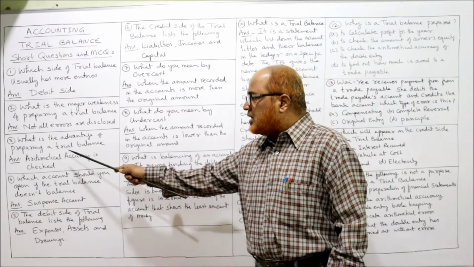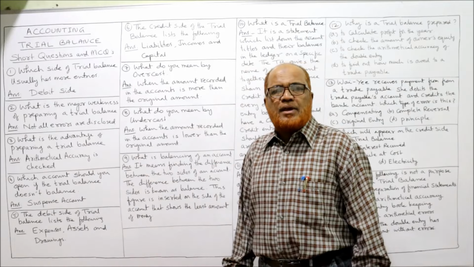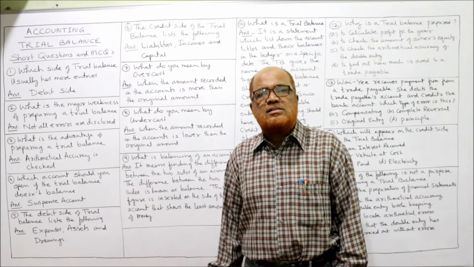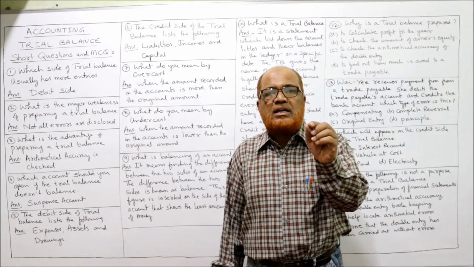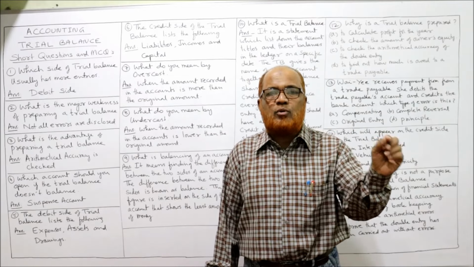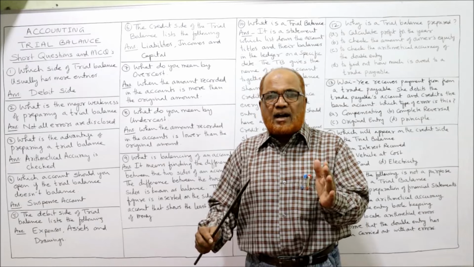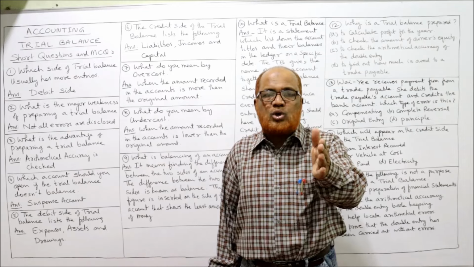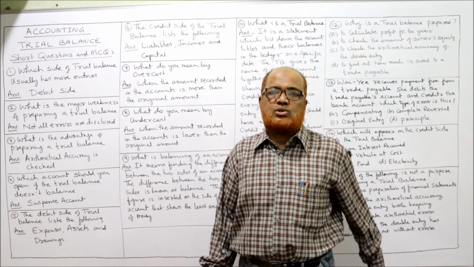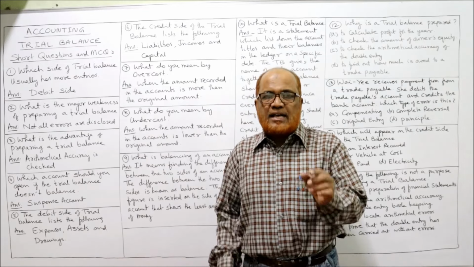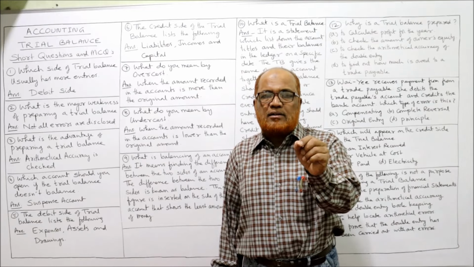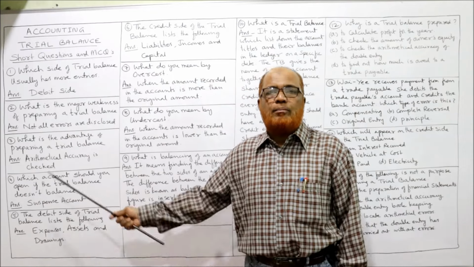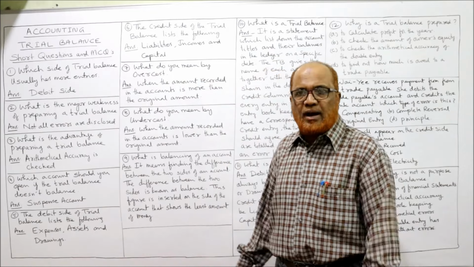Next one, what is the advantage of preparing a trial balance? The main advantage of making the trial balance is to check the arithmetical accuracy of the books of accounts. Whether the accountant has correctly posted the entries from book of original entry to the ledger accounts. Whether the accountant has correctly posted or not. To check the arithmetical accuracy, we make the trial balance. That is the main advantage.